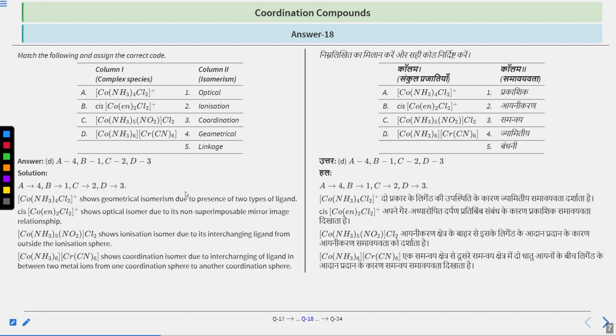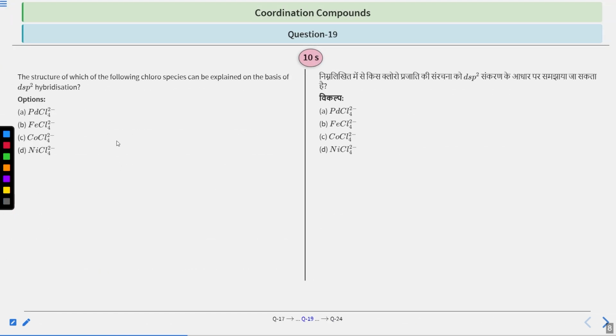Okay, let's move on to the next question. Question number 19. The structure of which of the following chloro species can be explained on the basis of dsp2 hybridization? We are given some chloro species in the options, and we are asked which structure can be explained on the basis of dsp2 hybridization. Options are [PdCl4]2-, [FeCl4]2-, [CoCl4]2-, or [NiCl4]2-. You have 10 seconds to solve this question. After that, we will see the answer.